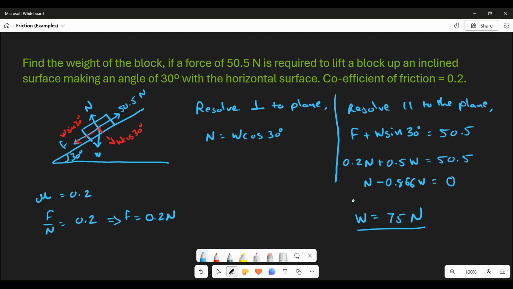So these are some simple examples. If you understand how to draw the figure from the question and then how to resolve forces along parallel and perpendicular directions, you will easily get the unknowns, right?